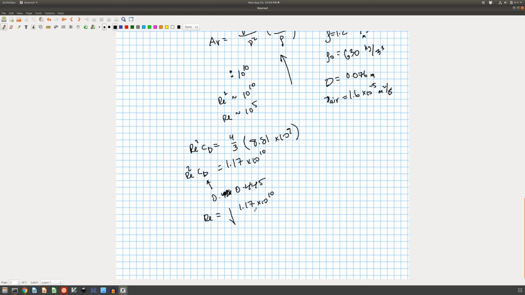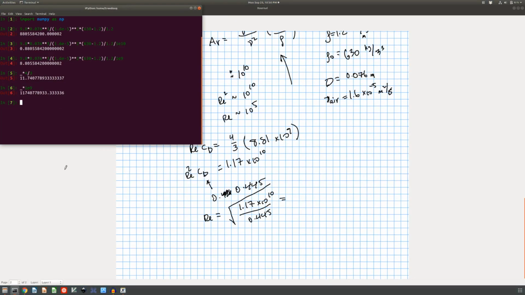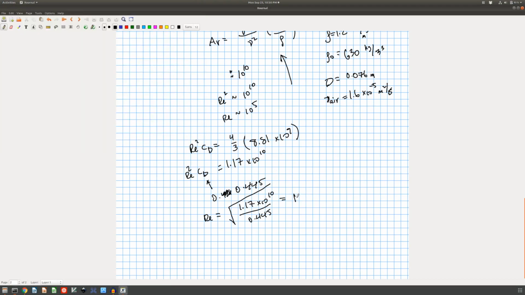So now I can find my Reynolds number, which is going to be the root of 1.17 times 10 to the 10th divided by 0.445, which I'll plug into my little Python window here, and I'm going to take that divided by 0.445 and all that to the 1/2 power. And now I get the Reynolds number of 1.62 times 10 to the 5th.